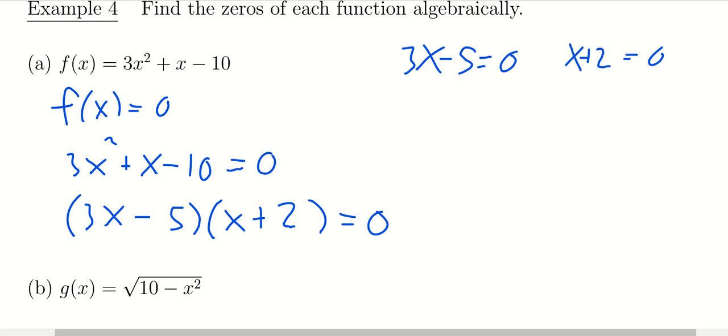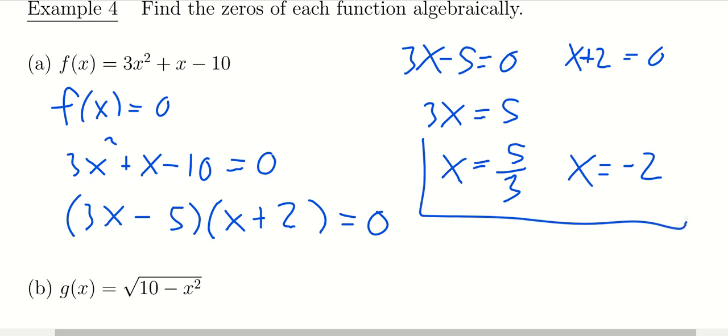And now just solve each one of these equations individually. Add 5 to both sides, divide both sides by 3. We get the zero is x equals 5/3. For the second one, just simply go ahead and subtract 2 from both sides, and we get the zero, x equals negative 2.